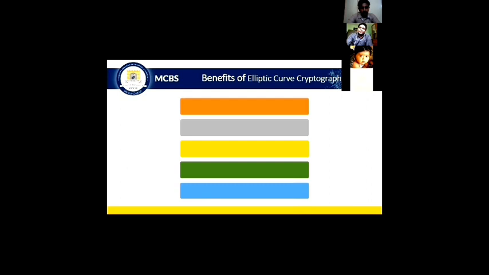Why have we used this technique to encrypt and decrypt the message, the image? The benefits are the following: confidentiality and integrity, authentication and non-repudiation, shorter key length used in encryption and decryption, signature verification, speed, storage and bandwidth saving.